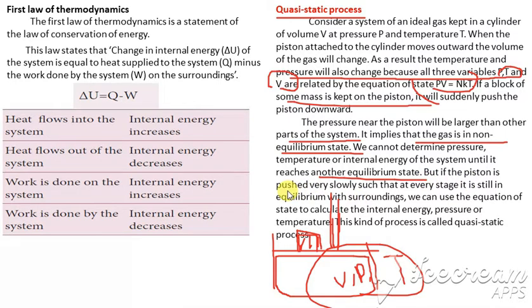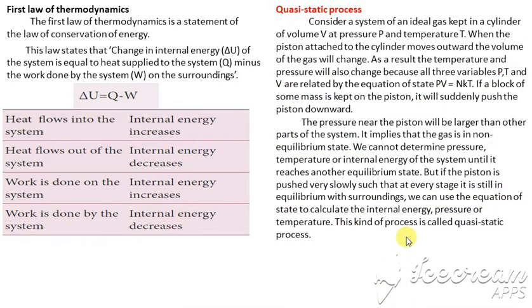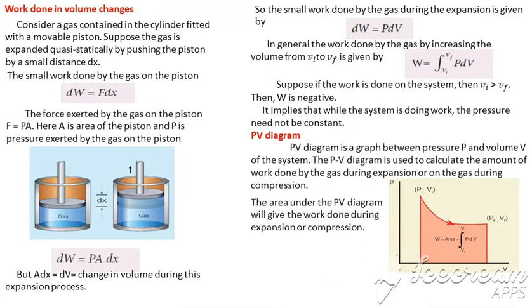If the piston is pushed very slowly, at every stage it is in equilibrium. So if we move it very slowly each time, what happens? It is all the same. So the process in which everything stays the same at every stage is called a quasi-static process. Yes, clear?